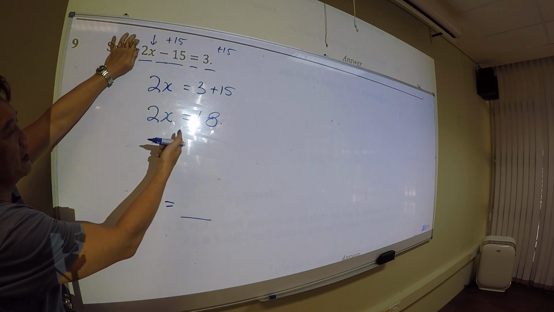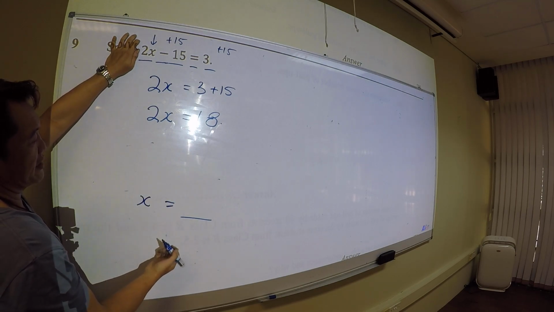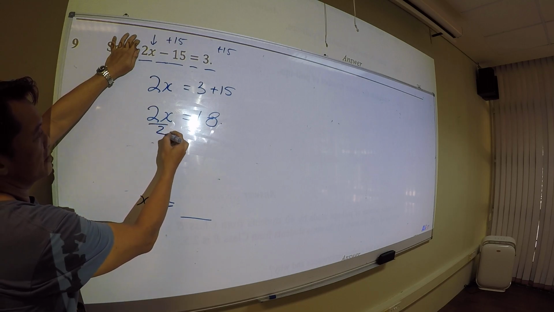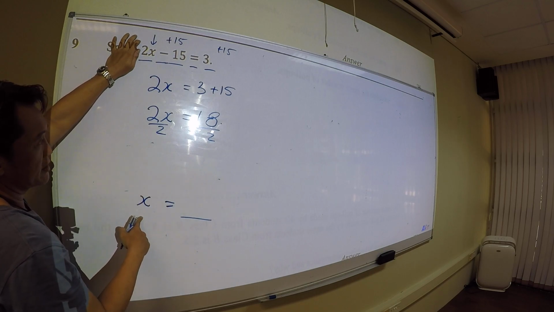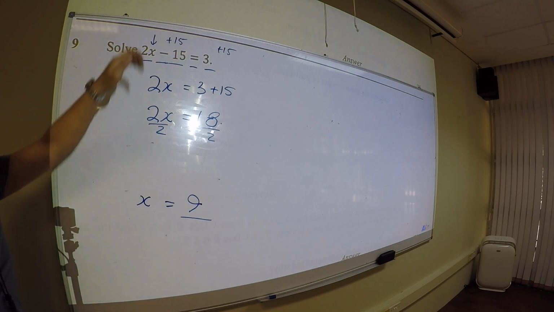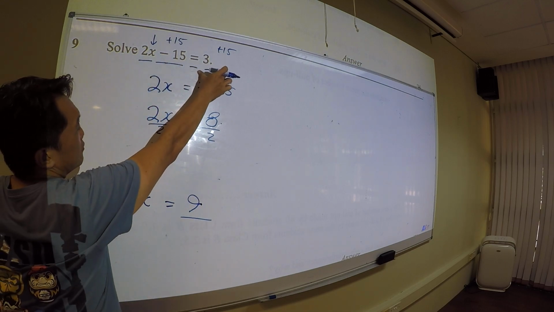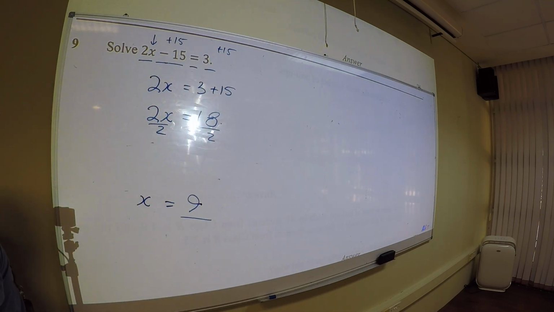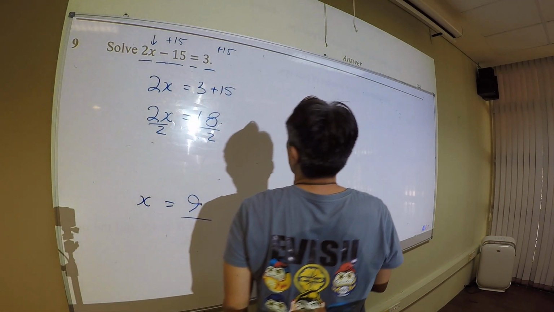So I have solved already. Actually x is 9. So how can I systematically find x is 9? I divide both sides by 2. 2x divided by 2 is x. 18 divided by 2 is 9. So I have found x must be 9 for left to be the same as right. Just like that only. Solving of equation. Finding out what value will make left equal to the right.